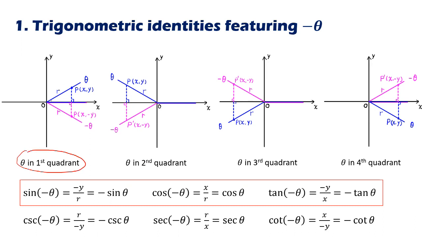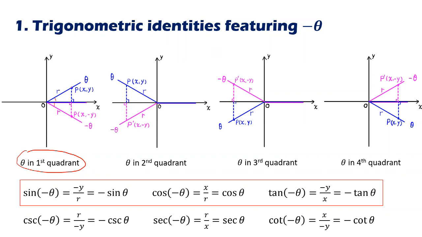Okay, for example, if theta is here, then we know that minus theta must be in the fourth quadrant, right? And the angle here is exactly the same with angle here, right? Because we have already reviewed that for a positive angle, we turn the angle anti-clockwise, right? And for a negative angle, we just turn the angle clockwise. So if theta is here, minus theta must be in the fourth quadrant, right?